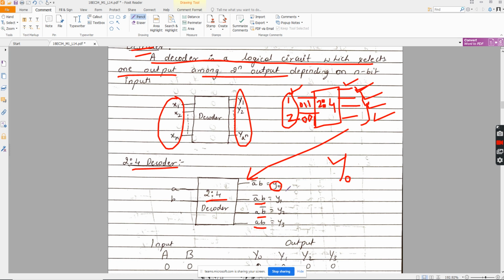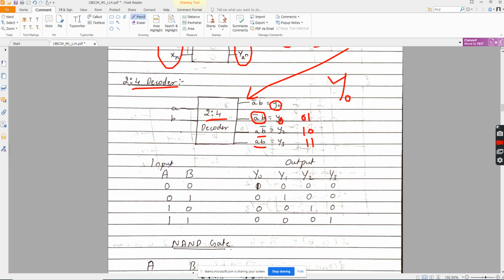There is no difficulty in understanding this topic. Whatever the subscript I write here, this subscript's binary value will be the number. Y1 means 0, 1. So 1 means 0, 1, so 0, 1 is A bar B. 2 means 1, 0, and 1, 0 means A B bar. So Y3 means 1, 1, so AB. So there will be 2 inputs and 4 outputs.